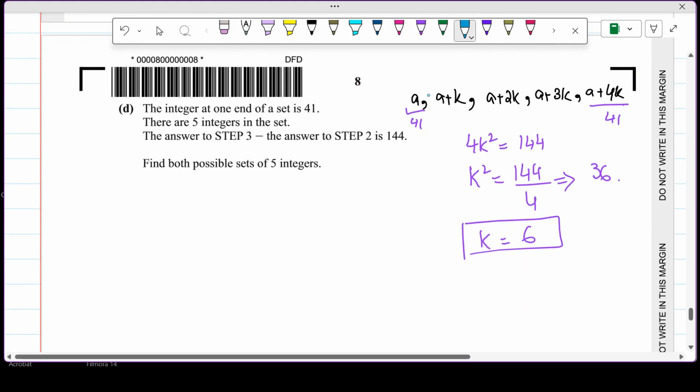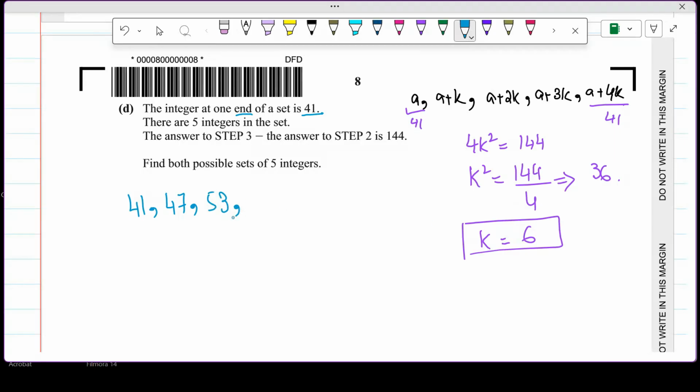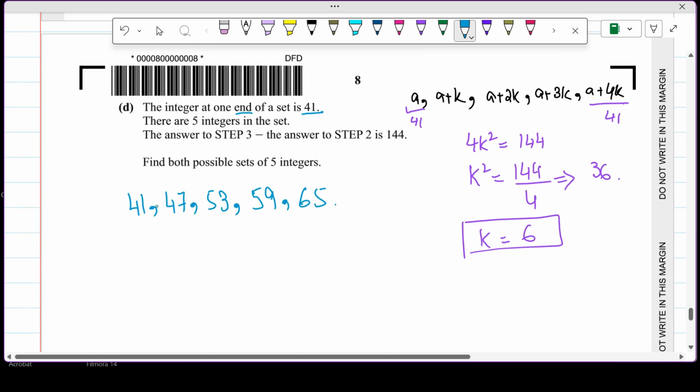Now, if we take the first integer as 41, then when we increase it by 6, 41 plus 6 is 47. Then we increase 47 by 6, so it will be 53. Then we increase 53 by 6, so it will be 59. Then we increase 59 by 6, it will be 65. So these are the one set.